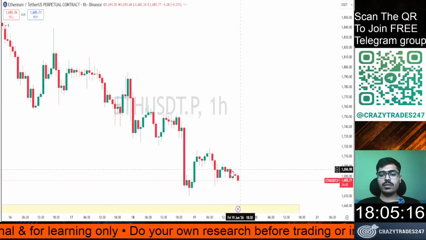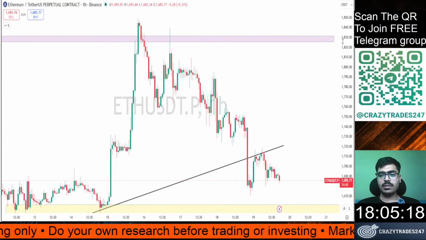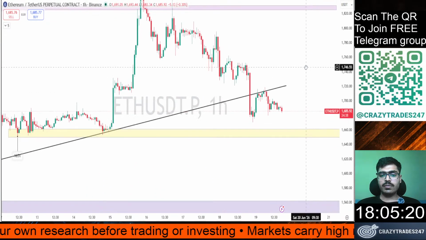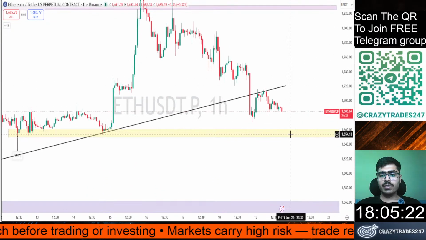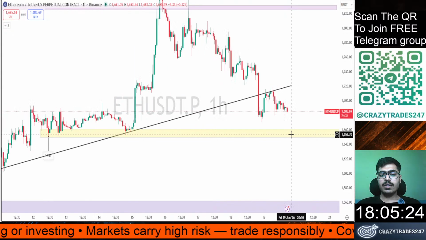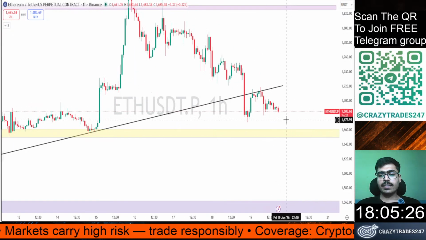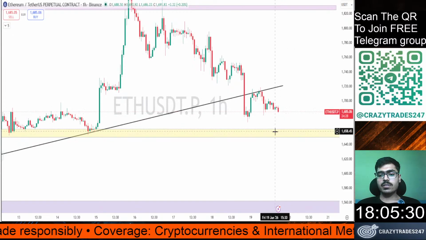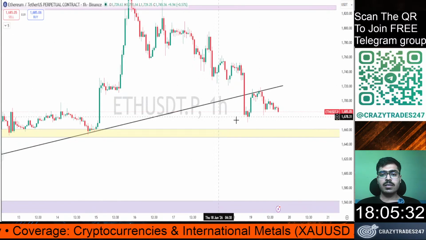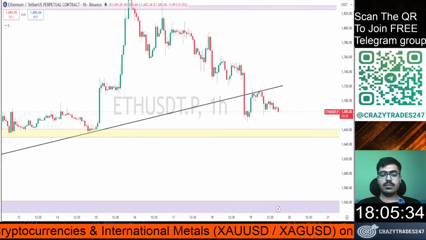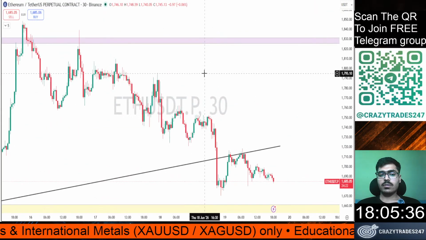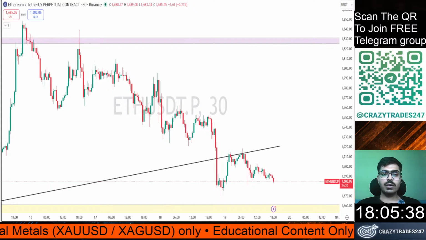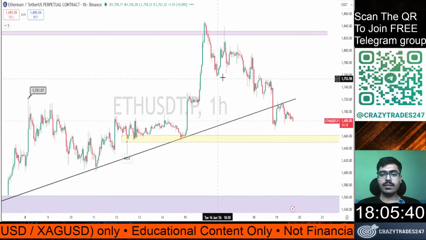This is Bitcoin, this is Ethereum. For Ethereum, we have our near-term support here at 1650. So we won't be taking any new short trades here because it's just 35 points. Shorting at a support is the worst thing that you can do while trading.